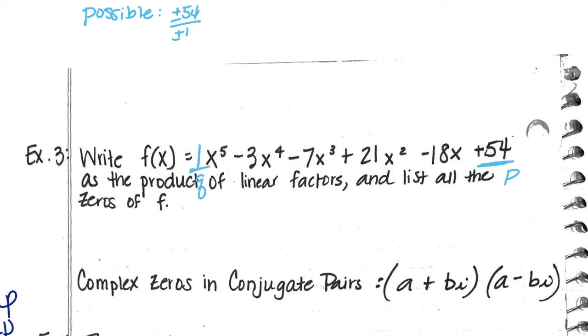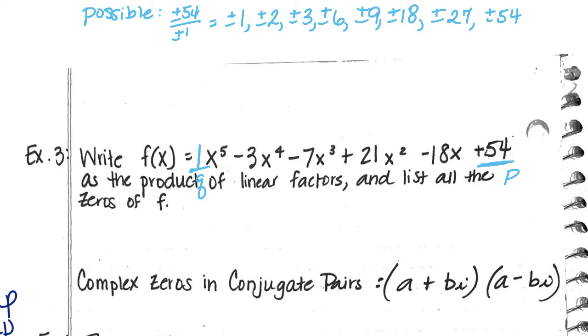This is just a 1. So I can list all the factors of 54: 1, 2, 3, 6, 9. Yes, there's a lot of them. It looks like we have 18. 3 goes into 54 18 times. We have 27. 2 goes into 54 27 times, and 54.